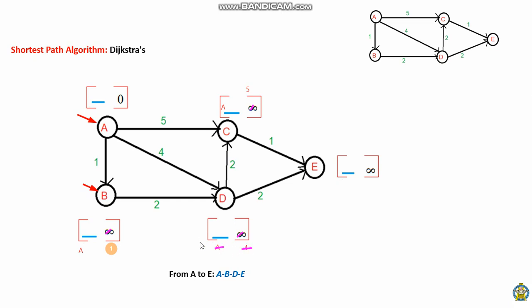And now what happens? The new path that I came from is from B, and the distance is 2 plus 1, 3, the total distance. Since 3 is less than 4, it's fine. So that remains. That is a new value.